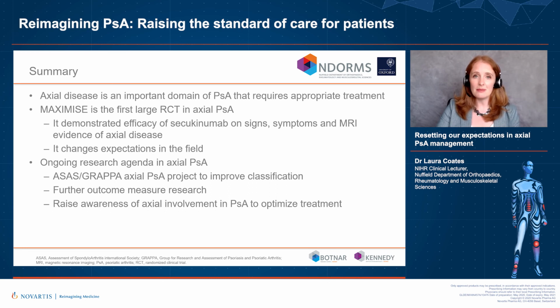We need to understand better how to diagnose and classify the disease. If we can, we need to improve outcome measures so that we can monitor disease activity in clinic without just relying on MRIs. And we need to raise awareness of the axial involvement with our patients so that they report symptoms to us.